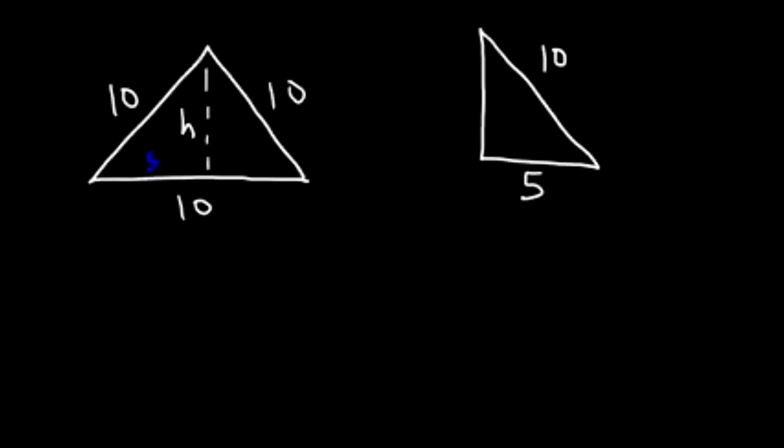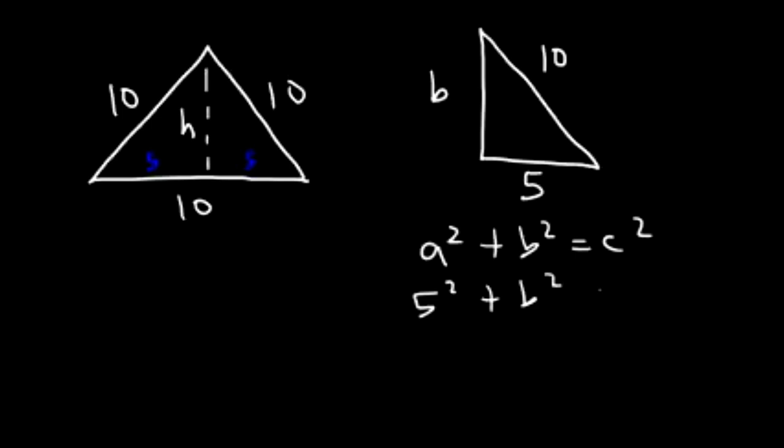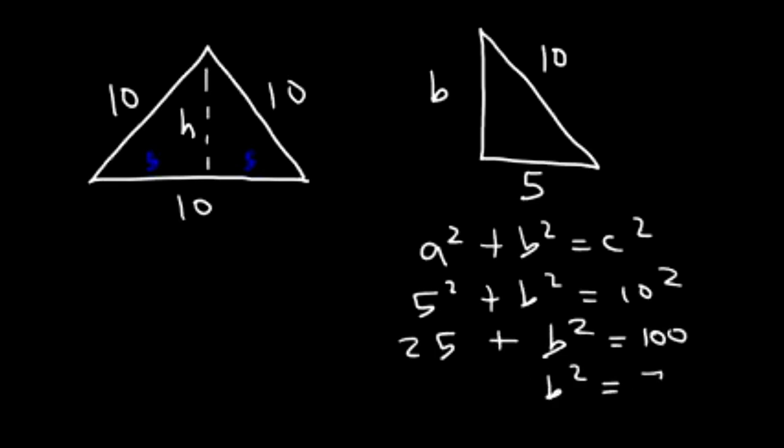The left side is 5 and the right side is 5. It has to add up to 10. So we could find the missing side. So using this equation, a squared plus b squared is equal to c squared. A is 5. We're looking for b. C is 10. 5 squared is 25. 10 squared is 100. 100 minus 25 is 75. So b is the square root of 75.